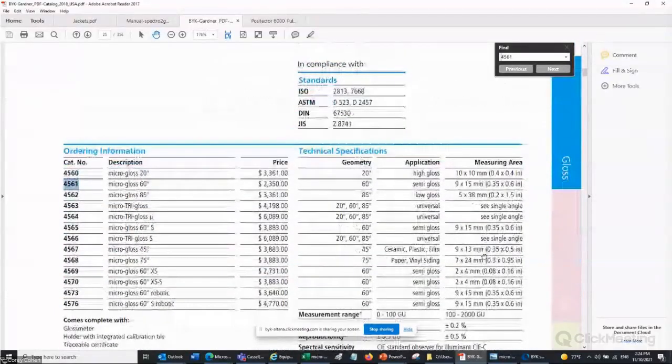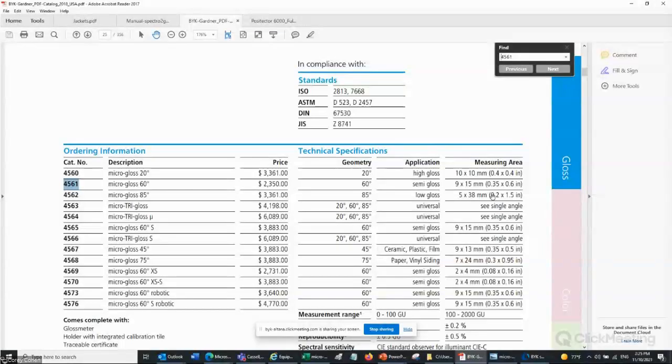So hopefully everyone can see this page from our catalog. The measurement area is in there. For the 20 degree, it's 10 by 10, so 1 centimeter square is required. For the 60 degree, it's 9 by 15. And for 85 degrees, it's 5 by 38 millimeters. So for all three at once, you would technically need a 10 by 38 millimeter spot.